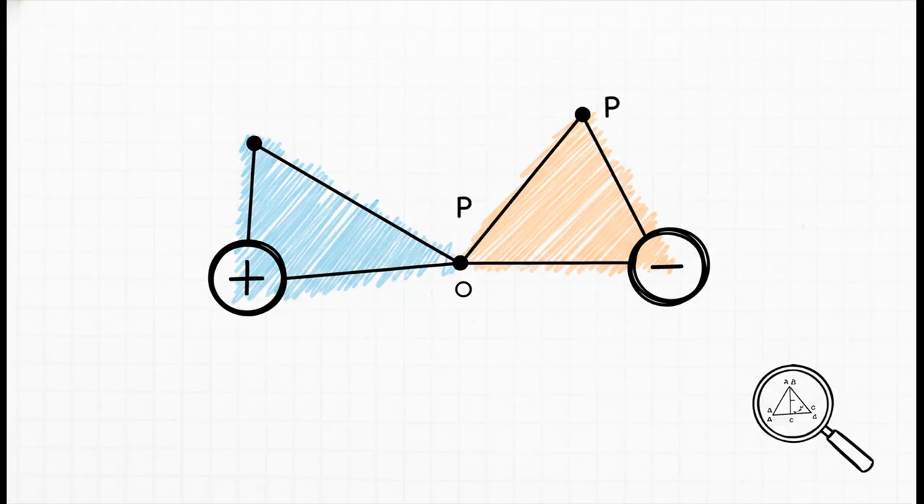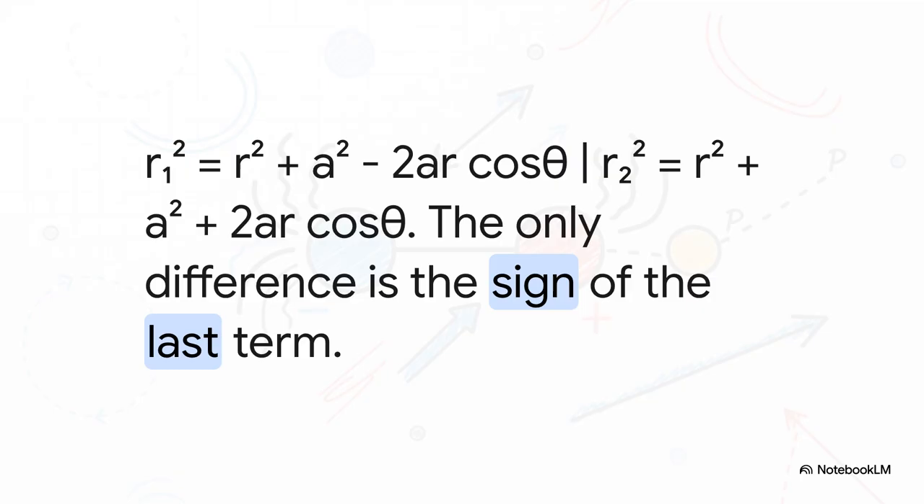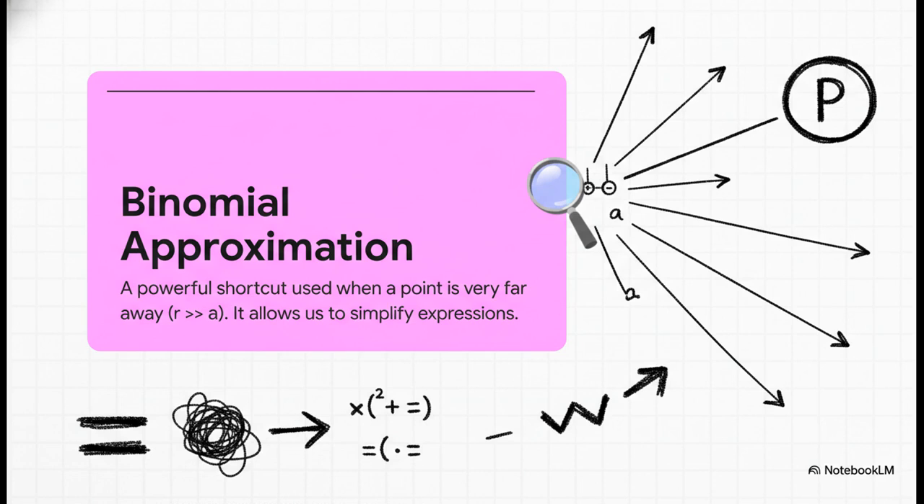If we look back at our diagram, you can spot two different triangles that are formed by the charges and our point P. And whenever you have a triangle that isn't a nice, simple right-angle triangle, and you need to relate its sides and angles, there's a classic tool we can pull out of our geometry toolbox, the law of cosines. And when we apply the law of cosines to each of those triangles, we get these two expressions. They look almost identical, don't they? The only difference is the sign right before that last term, a minus for R1 squared and a plus for R2 squared. This makes perfect sense, and it's all based on the geometry of the angles inside each triangle. So we have our equations, but they're still a bit messy to work with.